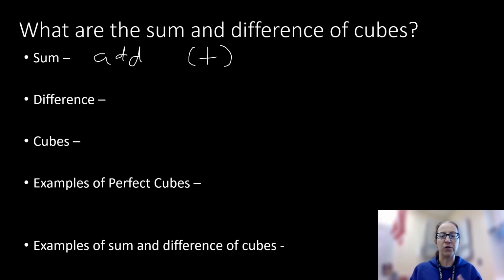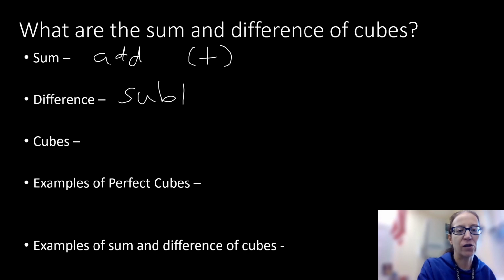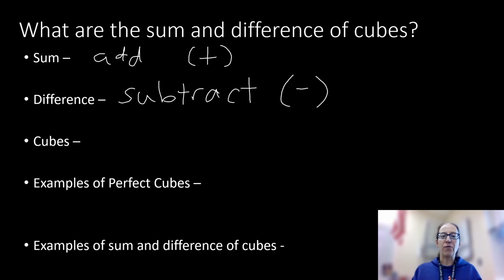So the sum, we'll have two things, two cubes apparently. We're going to add them together. Difference, of course, we've done this before with the difference of squares, but difference means to subtract. So with the difference of squares, we only have a formula for the difference, only for the subtraction. If we're talking about cubes, then it will work with adding and subtracting both.